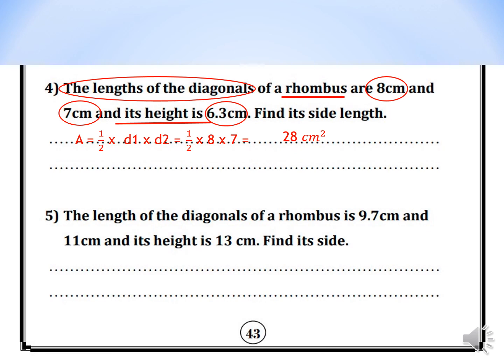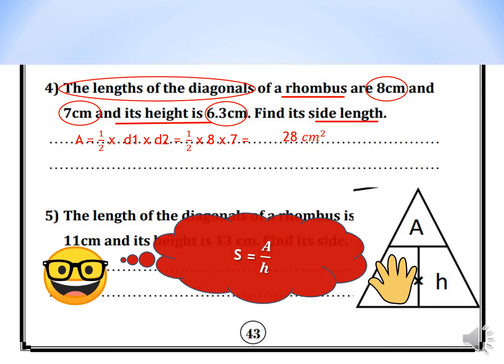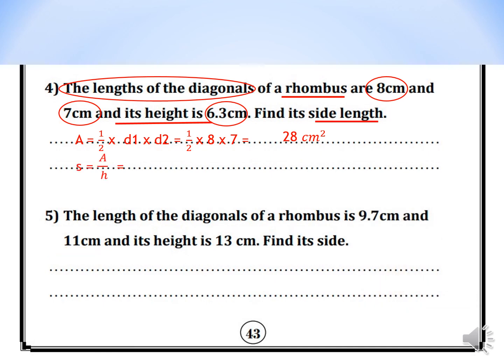And then he gives me the height and he wants the side length. So let's remember, if I want to get the side, what I have to do? My magic triangle. Hide the side and see what's left in my triangle. The side equals area over height. I will use the area which I get from the first part, which is 28 centimeters squared, over the height, which is 6.3. So the side equal 28 over 6.3. Using your calculator, it will be 4.44 centimeters.